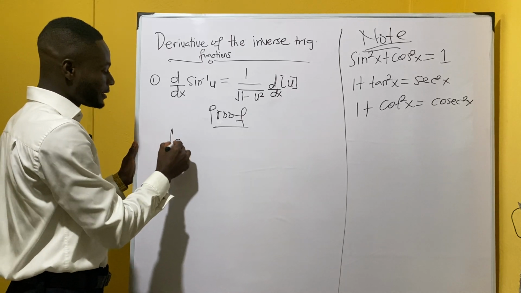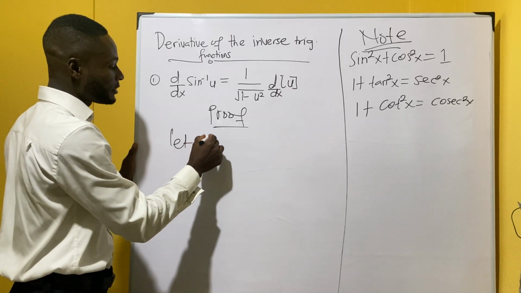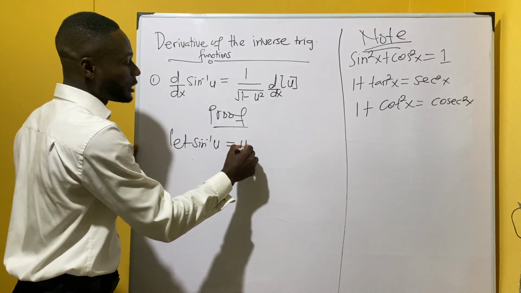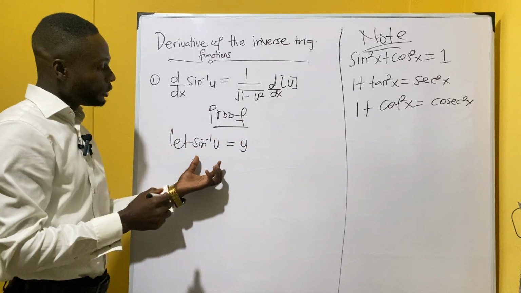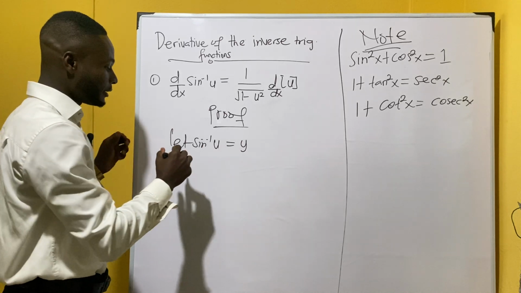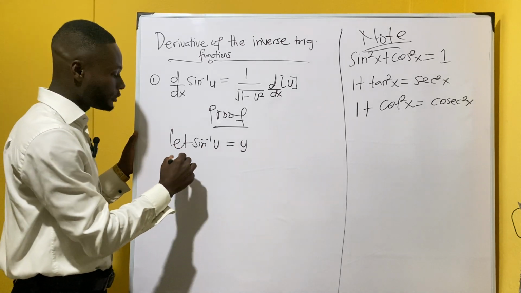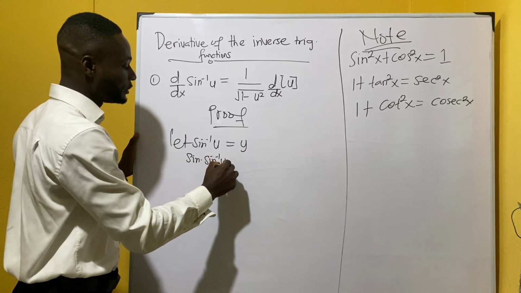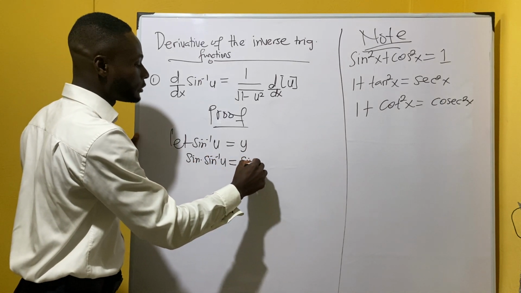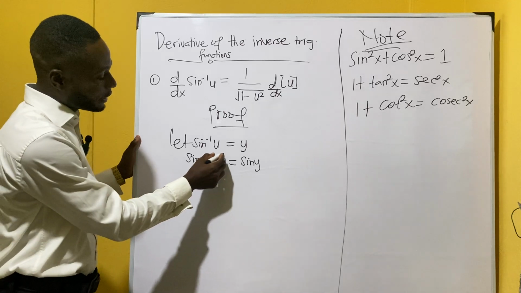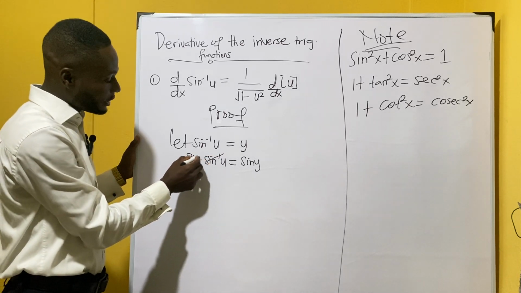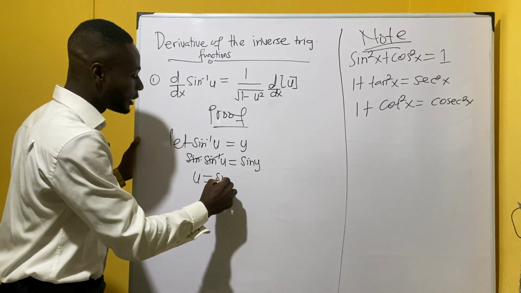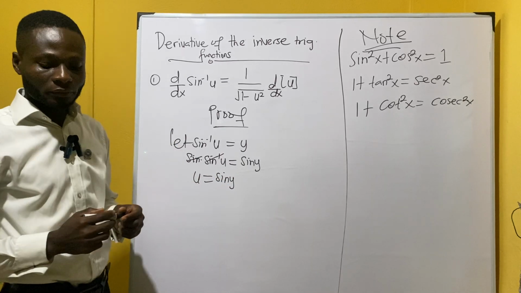So let sine inverse u be equal to y, right? So we take the sine of both sides because we are dealing with the sine. So we have sine of sine inverse u should be equal to sine y. Now the sine and sine inverse cancel, right? So we have u equals sine y, right?